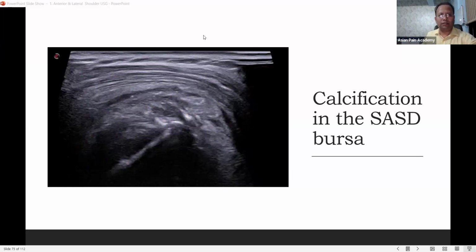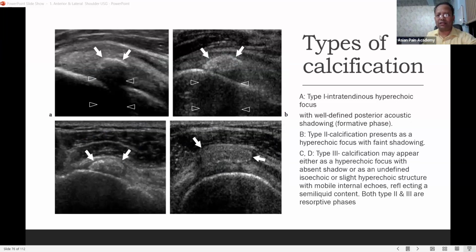Okay, next is types of calcification. As I told you, every time you do not expect that it will have the equal acoustic shadow. So this is one type of calcification. This is also another type of calcification. These are calcification. Here you can see there is hardly any shadow. So there are different types of calcification. I'm not going into detail of this.